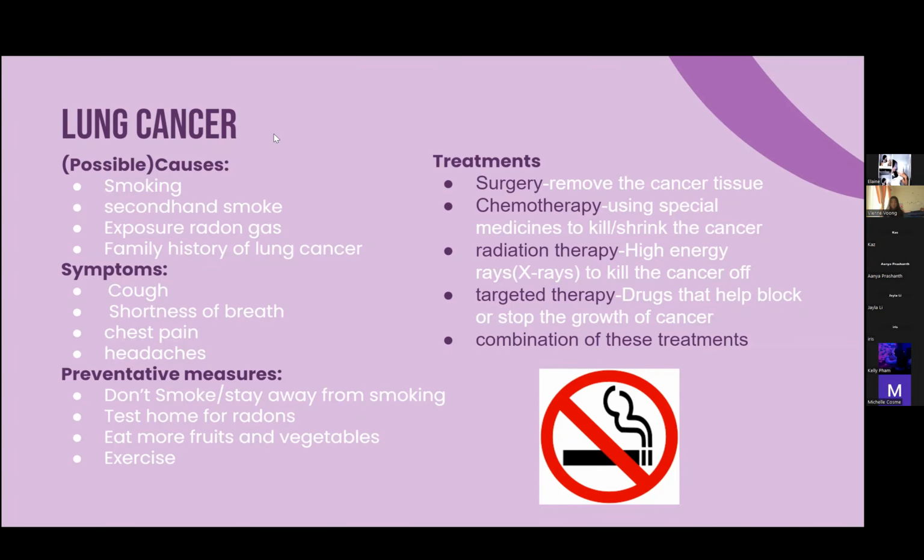So the symptoms can be coughing, shortness of breath, chest pain, and headaches. To prevent that from happening, don't smoke, stay away from smoking, test your home for radon, eat more fruits and vegetables, and exercise. And as for the treatments, it's a lot similar to breast cancer and skin cancer. So you can do surgery, chemotherapy, radiation therapy, targeted therapy, or a combination of all these treatments.